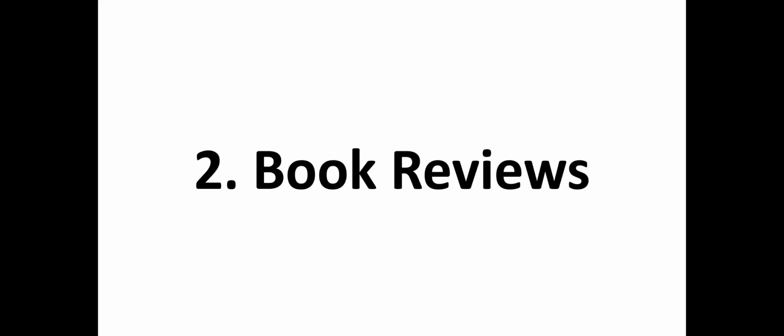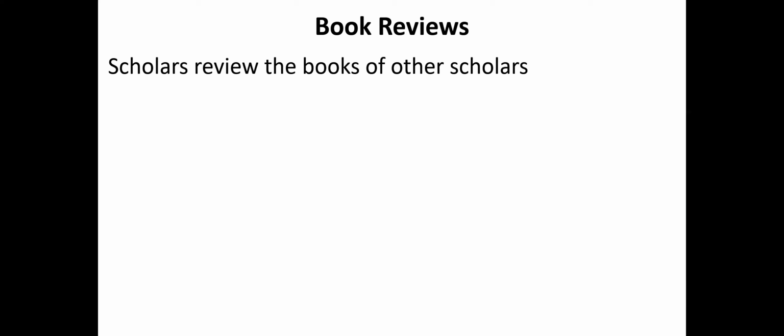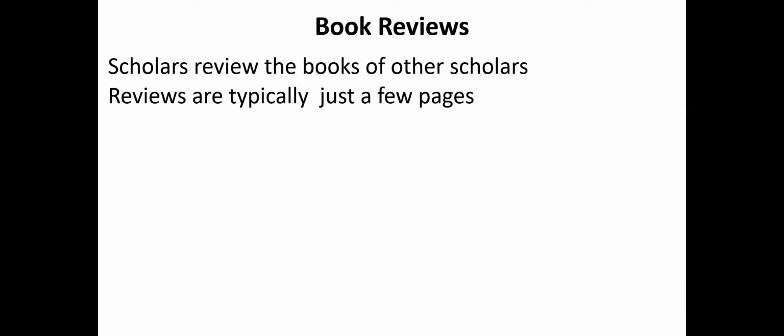Number 2, book reviews. Scholars review the books of other scholars. This allows us to gain a scholarly view of the book that we have in front of us. Reviews are typically just a few pages, 1 to 3 pages, 1 to 5 pages, whereas the whole book maybe consists of 200 to 250 pages. However, when we read the review, we're able to get an overview of that whole book. We're able to get a critique of the whole book, and we're able to get crucial contextual information just by looking at these very few pages.